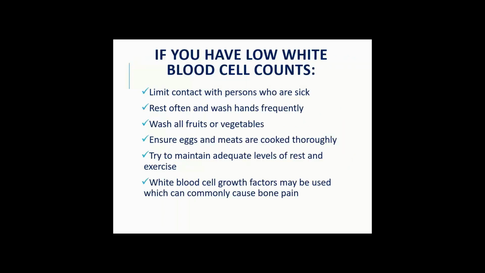So if you have low white cell counts, the recommended precautions are limit contact with people, particularly if they're ill, wash hands frequently, rest, try to maintain some level of walking if you can. That helps for a variety of different reasons. Prevention of blood clots for one thing. And then if the white cell count's very low, we may give a white blood cell growth factor, such as Udenyca or Neulasta or something. And these tend to work very well.